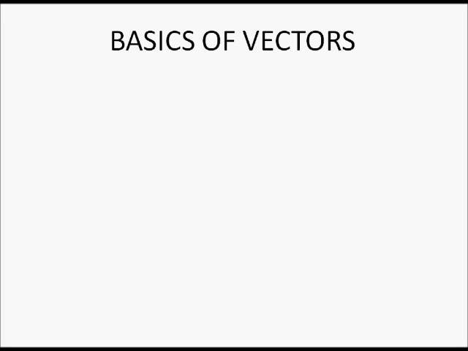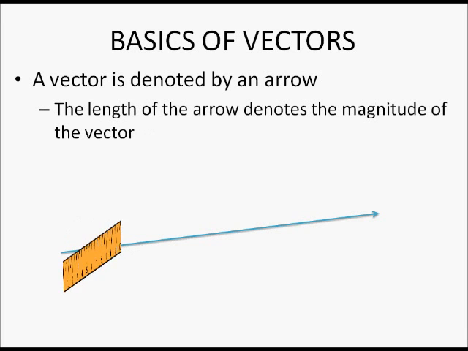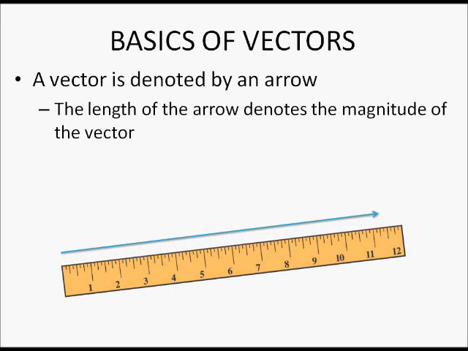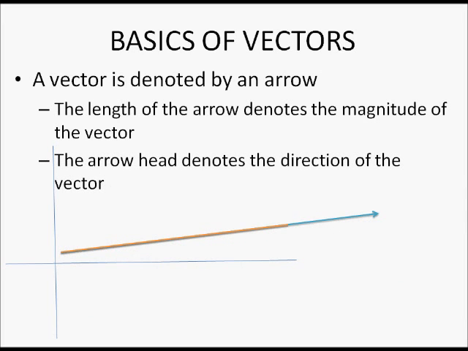Let's first talk about the basics of vectors. A vector is denoted by an arrow. The length of the arrow gives you the size, that is the magnitude of the vector, and the arrowhead gives you the direction of the vector.